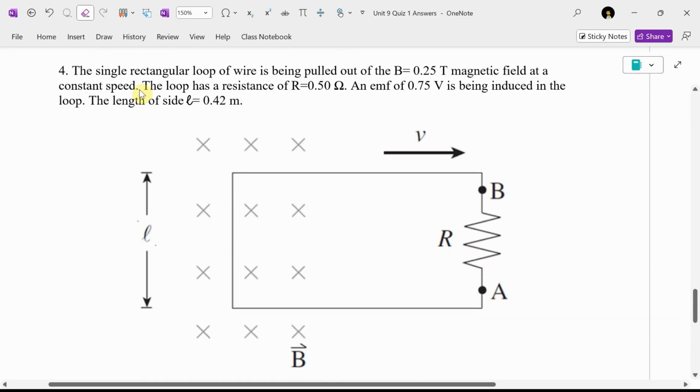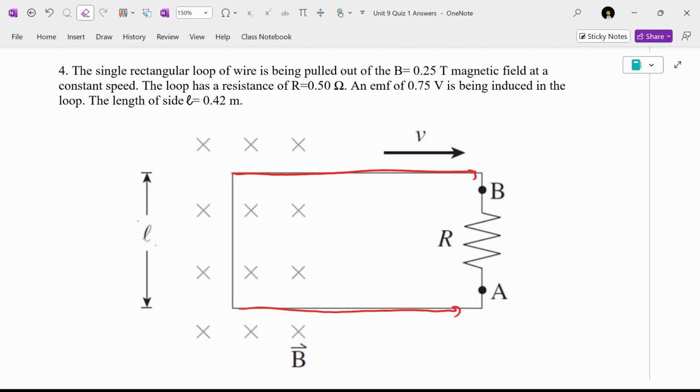Last one. A single rectangular loop of wire is being pulled out of a magnetic field at a constant speed. Now, this is a loop, which means you can solve this with Faraday's law, but I want you to notice that this arm and this arm are moving parallel to the velocity, so you're not going to induce a voltage in those sections, and this section is not in the magnetic field. So even though this is a coil of wires, I'm going to use BLV.